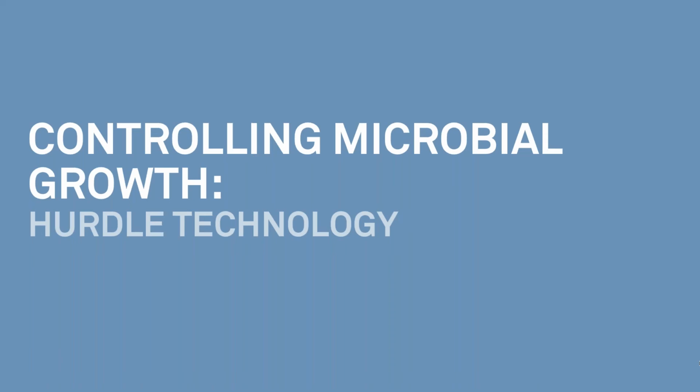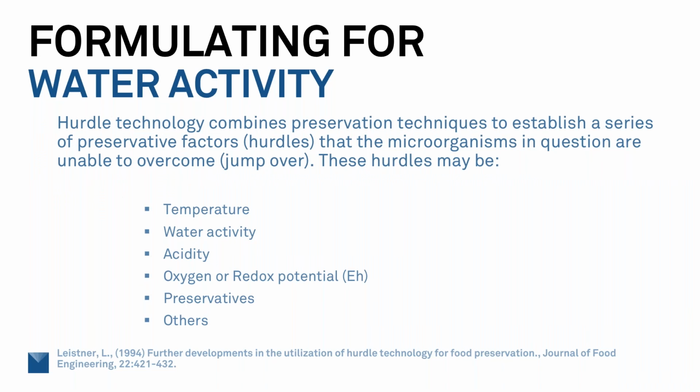All right, last thing I want to talk about is hurdle technology. Hurdle technology combines preservation techniques to establish a series of preservative factors or hurdles that the microorganism in question is unable to overcome or jump over. So some of these hurdles might be temperature, like refrigeration, reducing the water activity, increasing the acid, reducing the oxygen, adding a preservative or other things.